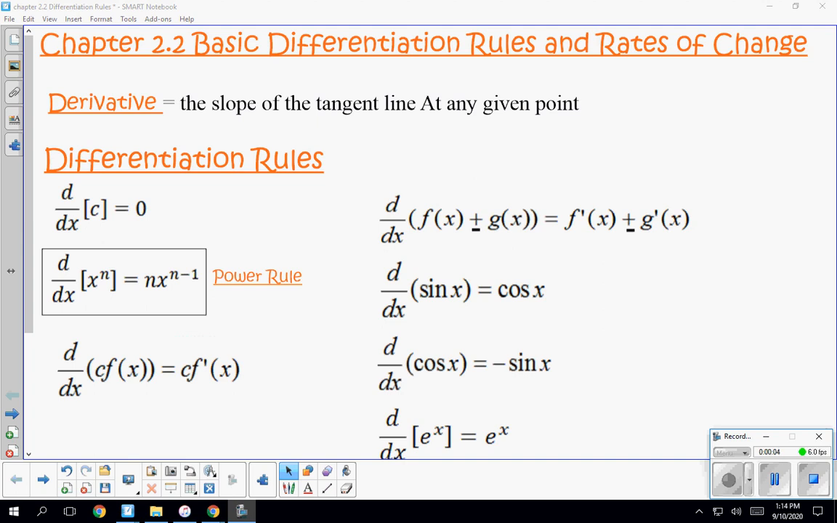In this video, we're going to look at different derivative rules. As a reminder, the derivative is the slope of the tangent line at any given point. Our different rules here, because it represents the slope, if we're taking the derivative of a constant, it has a slope of 0, so the derivative is always 0.